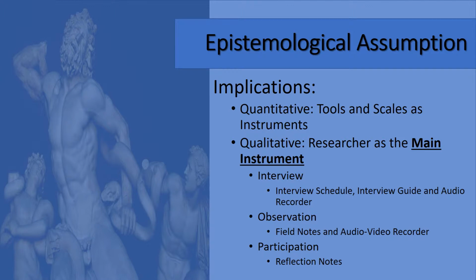In observation, we do field notes. In the field notes, we jot down all the things that we have observed. The audio-video recorder is very important to capture the entirety of what we have observed. In participation, reflection notes are very important. This is where we jot down our feelings and our experience. We also jot down the feelings and experience in the field notes. Audio-video recorders and audio recorders are very important so that we can review what had transpired.